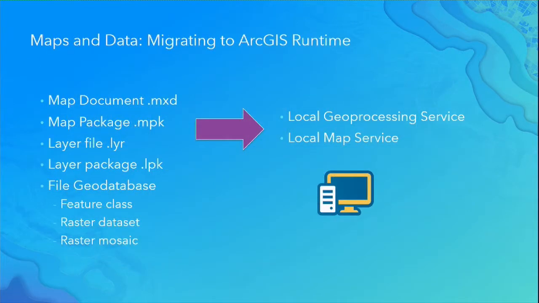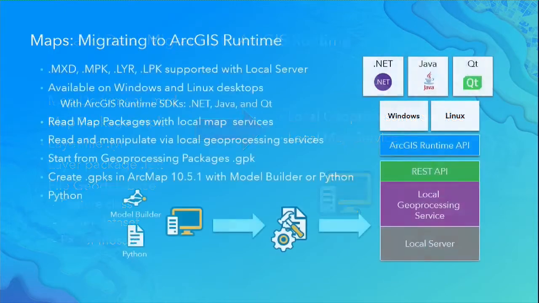So here I'm talking about things like existing ArcMap documents, map packages as the MPK format, layer files, layer packages, and also the file geodatabase, so feature classes, raster datasets, mosaic datasets in that file geodatabase. And the ArcGIS Runtime local server component provides a local geoprocessing service and also a local map service. The best way to think about these is essentially like a mini ArcGIS Server, so it's service types exposed locally on the machine that you as a developer control via the ArcGIS Runtime API.